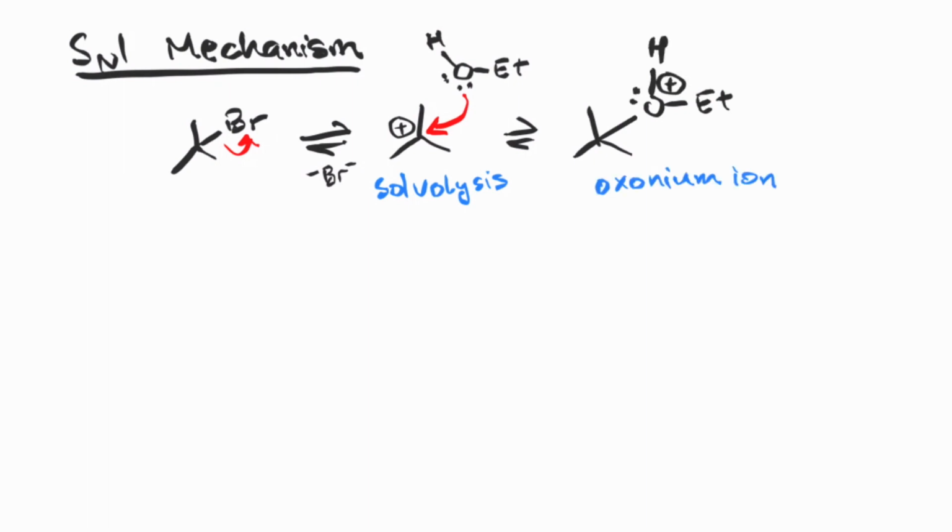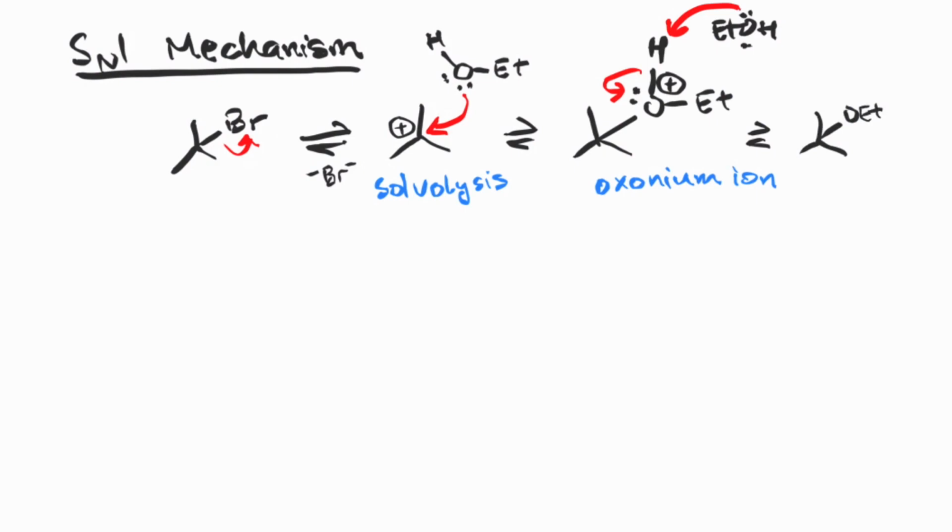The product of that step is an oxonium ion intermediate. Basically, it's an intermediate where the positive charge is on the oxygen atom. In our last step, the solvent molecule acts as the base to deprotonate the oxonium ion, giving us our neutral final product, the substitution product.